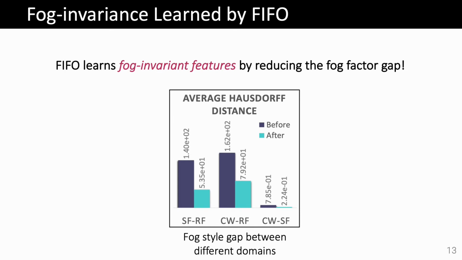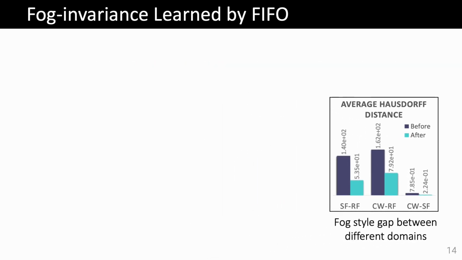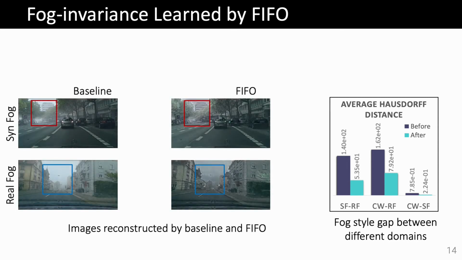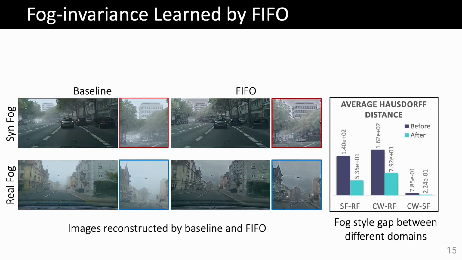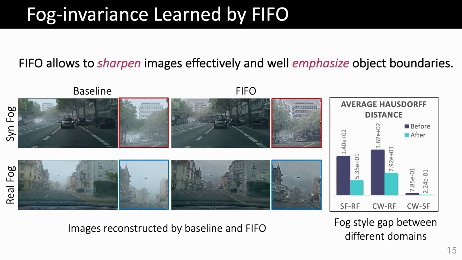To investigate the impact of FIFO on fog invariance learning, we first demonstrate that FIFO effectively reduces the gap between fog domains in the space of fog factors. We also qualitatively verify the impact of FIFO. Specifically, we reconstruct images from features of the segmentation network trained by FIFO. The results demonstrate that FIFO allows it to sharpen images effectively while emphasizing boundaries.